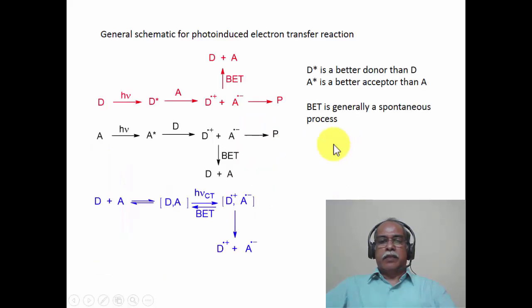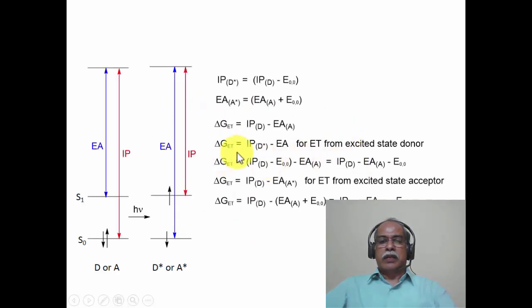So in the photoinduced electron transfer process where the donor is excited, the ionization potential of the excited state donor is what matters. And if you substitute the ionization potential corresponding to this value here, the ionization potential of the excited state donor is nothing but the ground state ionization potential minus E00. So that is the expression that one gets. This is the expression that one uses for calculating the free energy change associated with the electron transfer when the donor is getting excited.